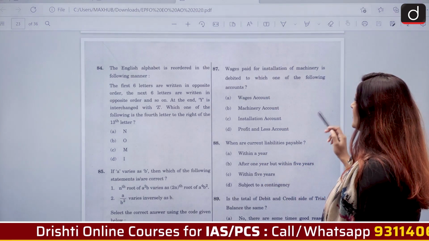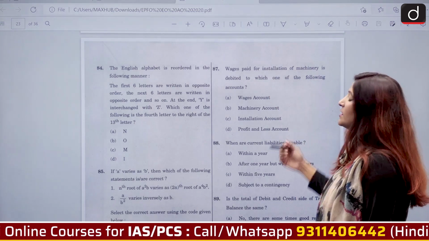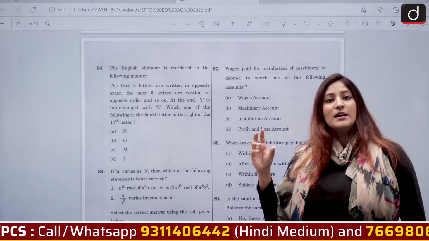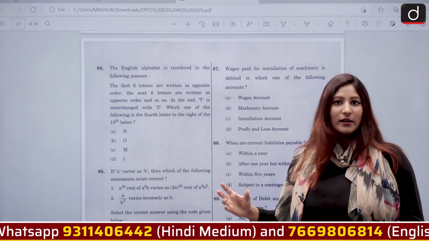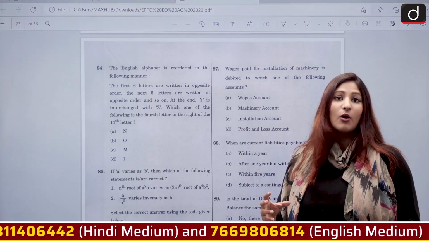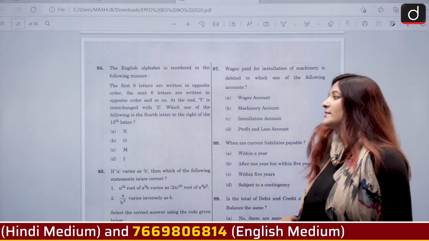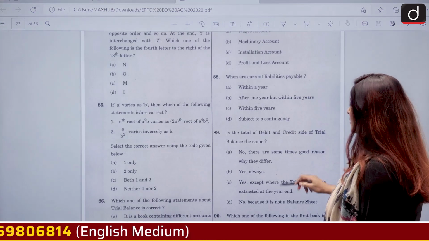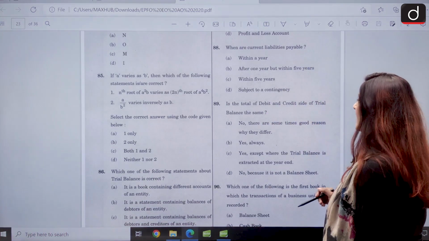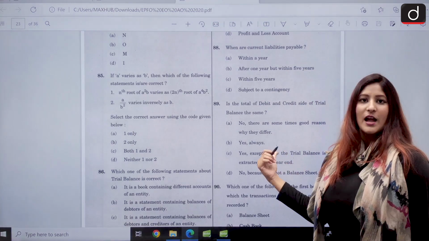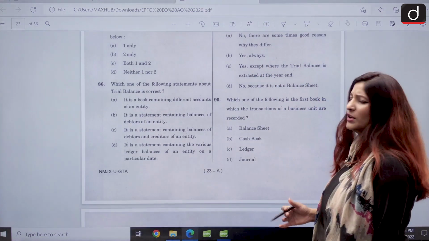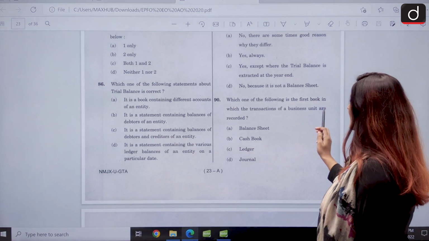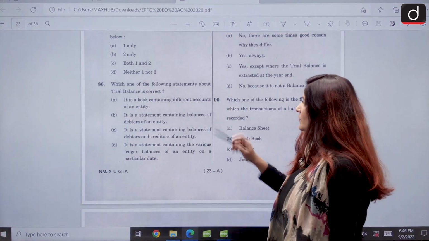Wages paid for installation of machineries are debited to which of the following accounts? As I told you in the earlier segments, there will be certain preference given to legal degrees or any sort of degrees which need special officers. So from that perspective also it asks questions. Okay, what are current liabilities? When are current liabilities payable? Economics question. Again, is the total of debit and credit side of trial balance the same? Accounts question. If you have a brief knowledge about accounts, you will be able to do that. Which one of the following is the first book in which the transactions of a business unit are recorded? Again, accounts.